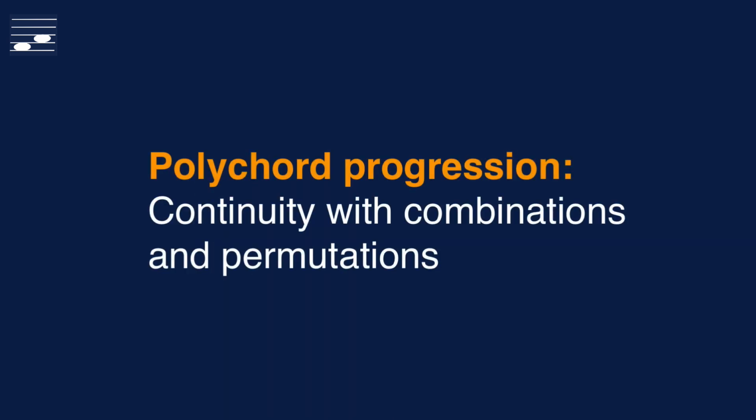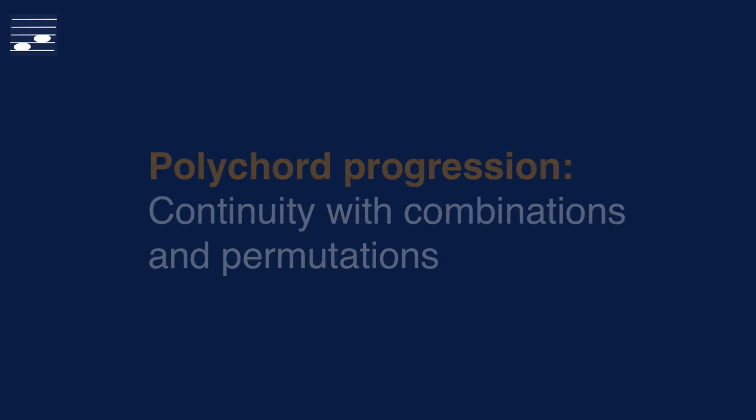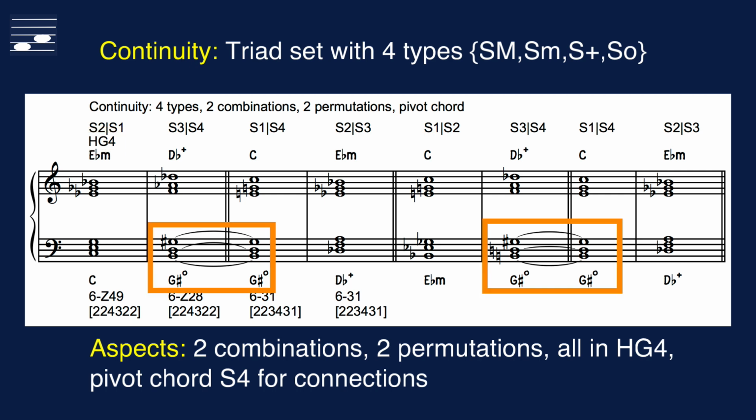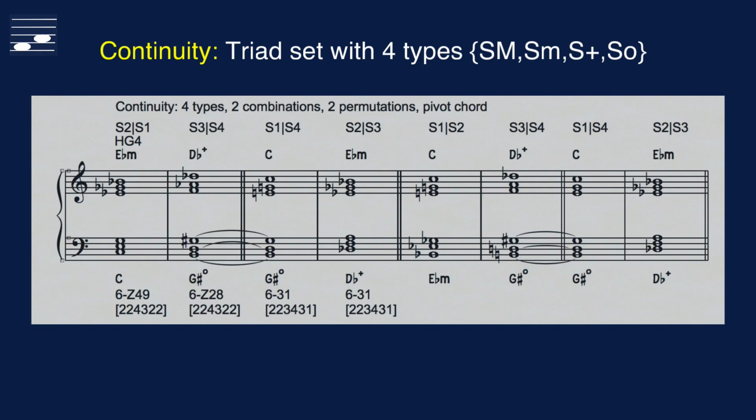major, minor, augmented and diminished. And here is a continuity that uses 2 hexachord combinations and 2 polychord permutations. From our earlier analysis we know we are working with constant Hg4 chords. Connections are once again obtained through the G-sharp diminished pivot chord.